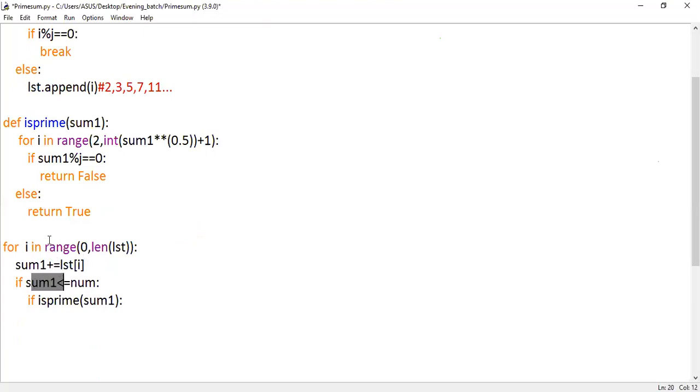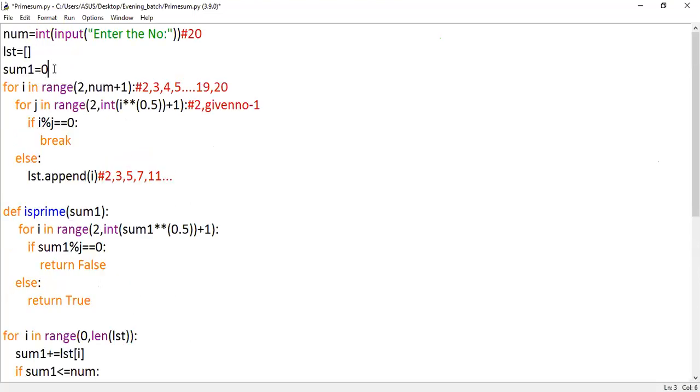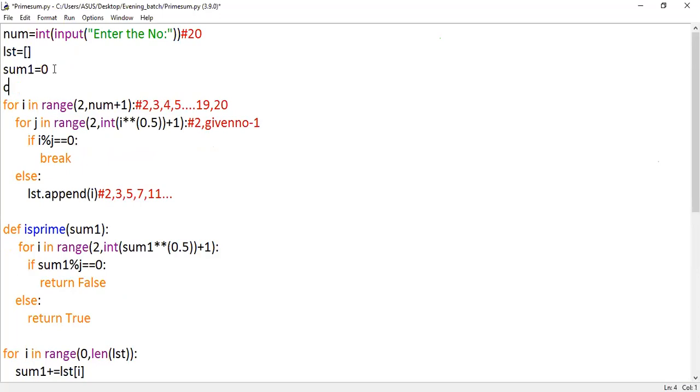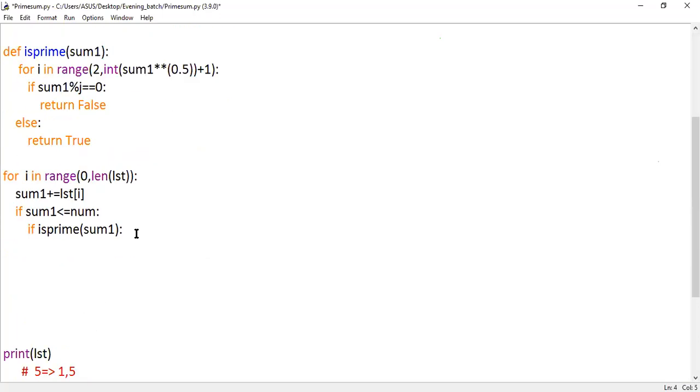Whatever the summation you are doing, when it is less than this value, it will be passed here. It's going to check whether it's a prime or not. And if it is prime, you can have one counter, like count, and initially set this counter value to 0. You can just count here: count plus assign 1.